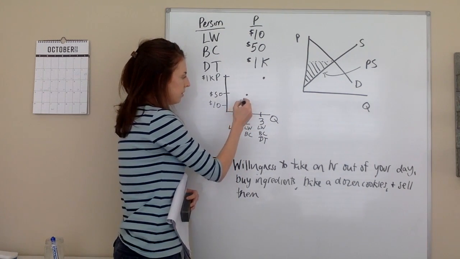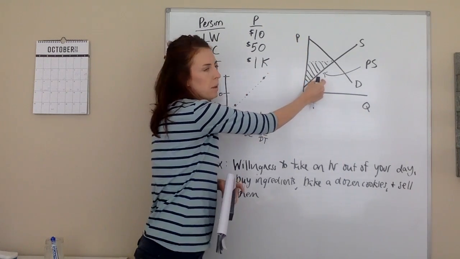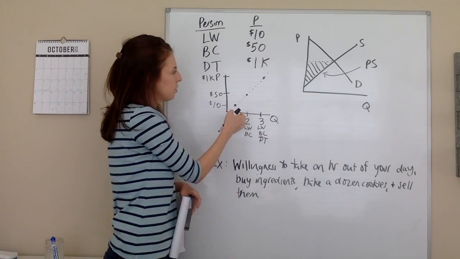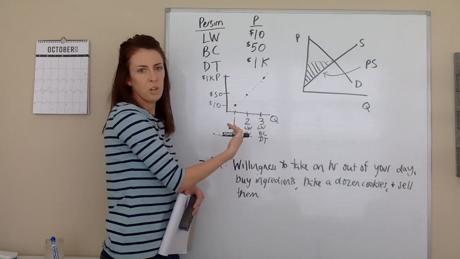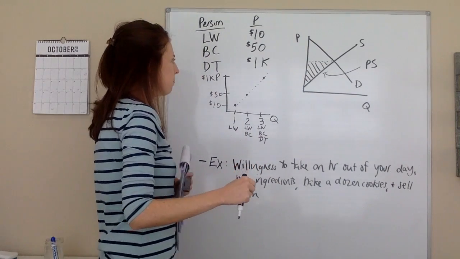So this is kind of a micro version of a little chunk of the supply curve. But the idea is you can do this for an entire market, and you could trace out a supply curve.